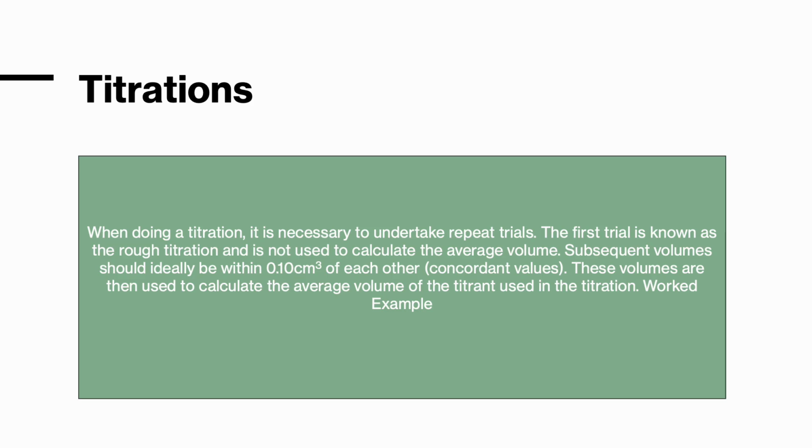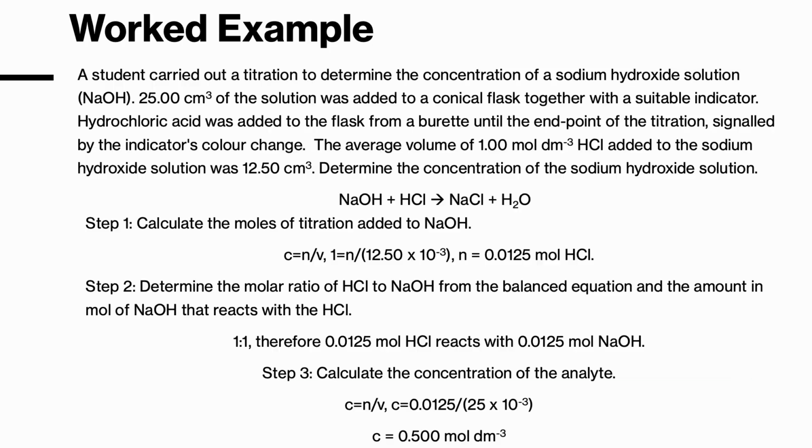It's ideal to get 3 concordant values. These volumes are then used to calculate the average volume of the titrant used in the titration. So we're now going to look at a worked example. A student carried out a titration to determine the concentration of a sodium hydroxide solution. They used 25 centimeters cubed of the solution, which was added to a conical flask together with a suitable indicator.